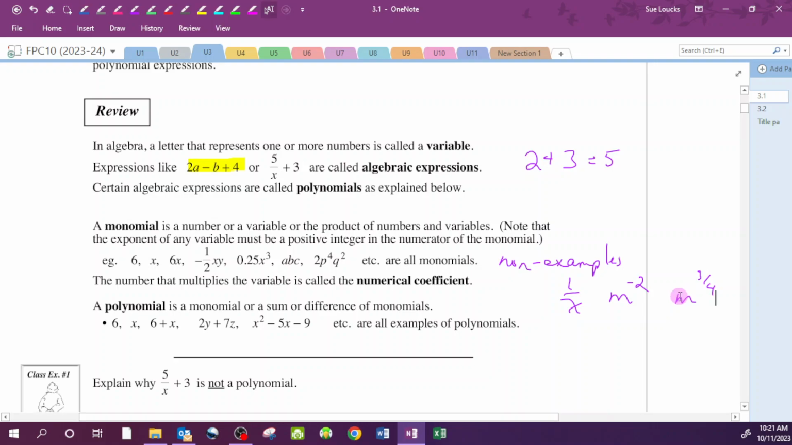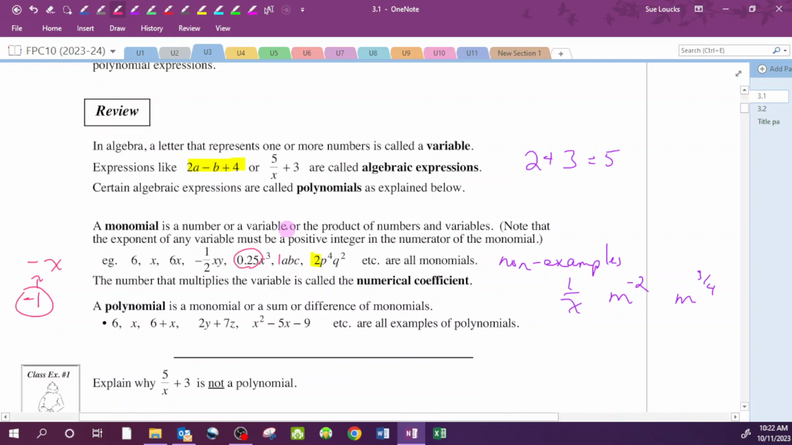The coefficient or the numerical coefficient is whatever we're multiplying something by. So in this one, it's going to be 2. In this ABC, there's a coefficient of 1 there that's invisible. 0.25 is our exponent, or sorry, our coefficient there. If I had negative x, my coefficient would be -1 because there's an invisible 1 there as well, okay? And a polynomial is a sum.